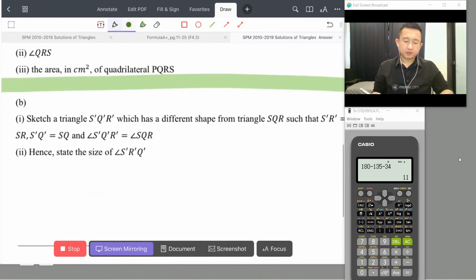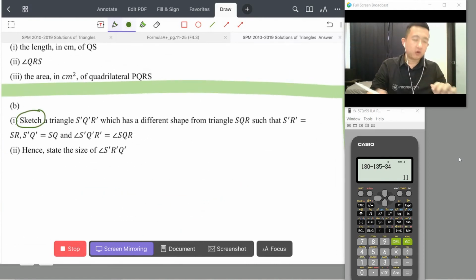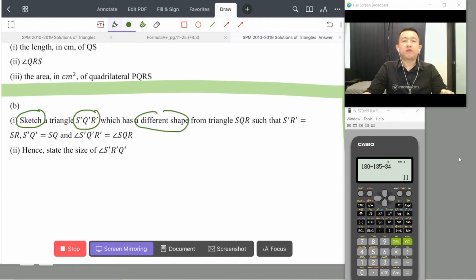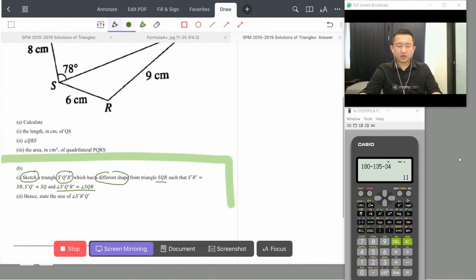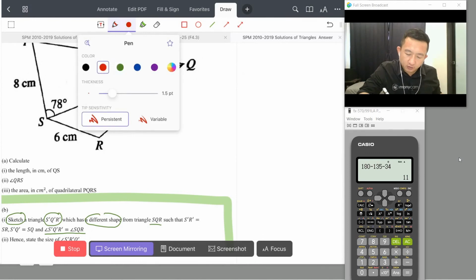Okay, look at this one. Sketch, another keyword for ambiguous. Sketch a new triangle, S prime Q prime R prime, which has a different shape from triangle SQR, such that, okay, so you have a lot of information. But the most important information is you should look at this one first. Angle S prime Q prime R prime equals angle SQR. Meaning this angle will not change from the original triangle to the new triangle. This angle never changes. SQR. Okay, which one? This is SQR, this part.